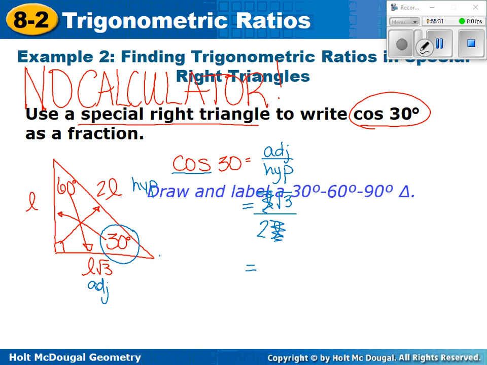Okay, the L's cancel. So what are we left with? Square root of 3 over 2. That is your answer. You can check it on your calculator. Type in the cosine of 30 right now. What do you get?